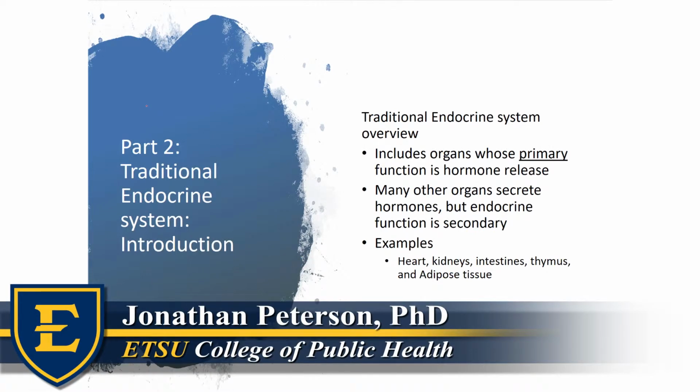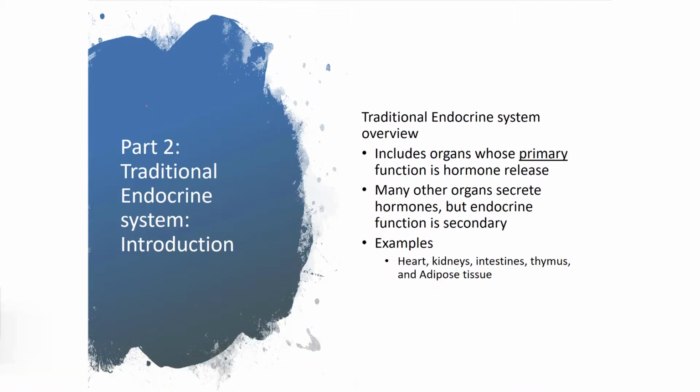Welcome. This is the second lecture in our endocrine series. This is part 2, the traditional endocrine system. So we're going to start with an overview. The traditional endocrine system includes organs whose primary function is hormone release.